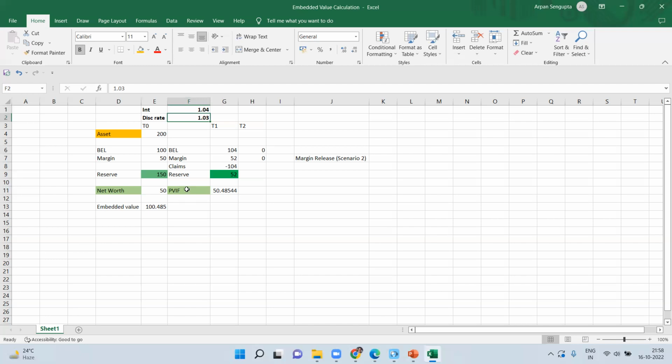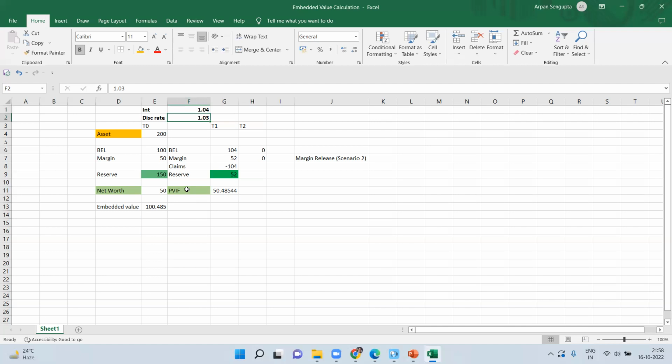Net worth and PVIF are present in all definitions of embedded value. These two are the main components, but I can also complicate it by putting in CNHR, cost of residual non-hedgeable risk, or cost of capital, etc. But I have not done that because I wanted to keep it simple.